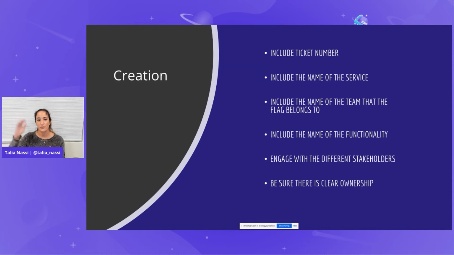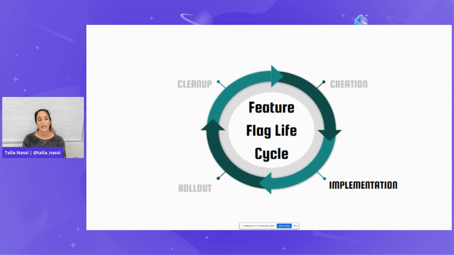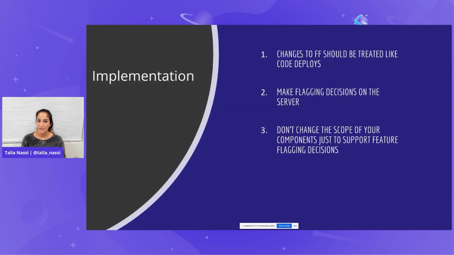So you don't want to have to go through every feature flag and look for the one that you need. You want to be able to look at it from its name and know exactly what it is, what it's doing, and who owns it. And again, consistency is key. If you start out with one naming convention, just be sure to keep that consistency throughout your project, just to avoid confusion. So the next step is implementation.